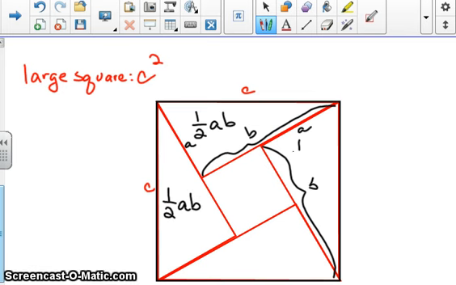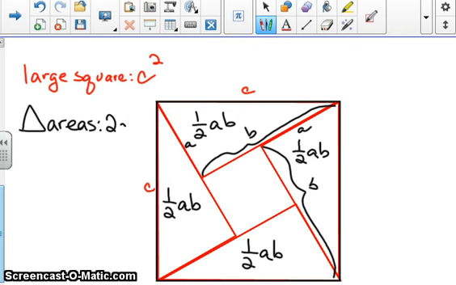And since I have 4 of them, what I have is 4 times 1/2 AB, or 2AB. So my triangle areas are 2AB. Now notice this time I do have a square in the middle again, but instead of its side having length C, if the whole side here is B and the little piece over here is A, then the missing piece is B minus A.